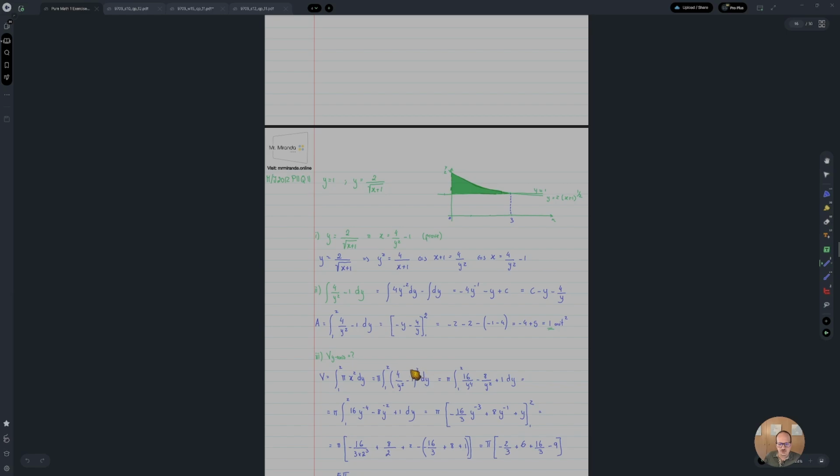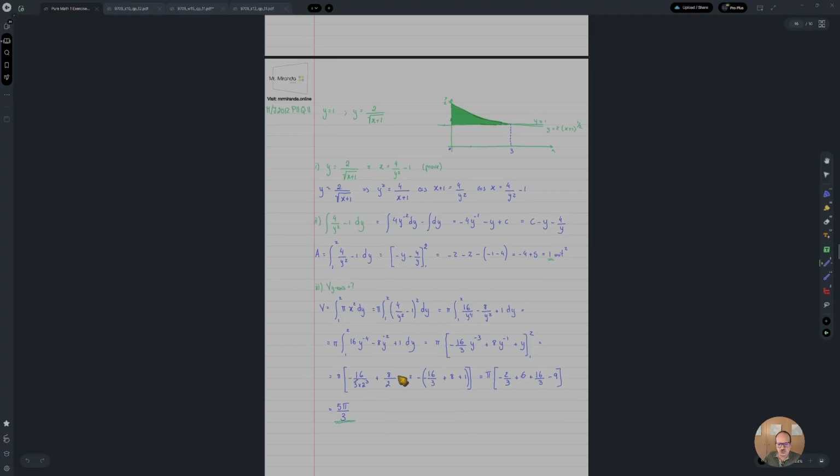All right, so if you square and you expand these brackets, you have these three terms: this squared minus 2 times that plus that squared. It simplifies into this: integrate, use the limits of integration, and you will get the value 5 pi over 3.